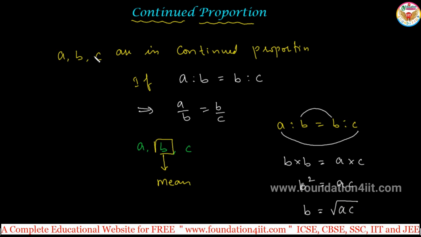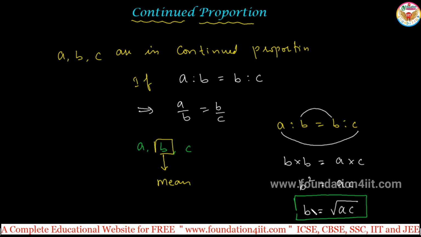So if you know the first and third terms, you can find the second number. The mean proportion you can find using this formula: the square root of the first term into the third term is the mean proportion, that is, the second term. Let us see one example.